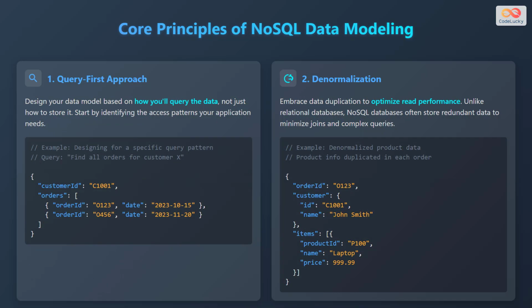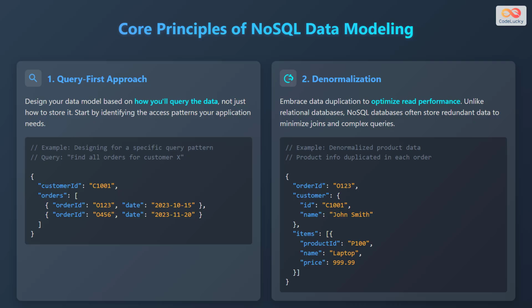Let's delve into the core principles of NoSQL data modeling. First is the query-first approach. Design your data model based on how you will query the data, not just how to store it. Start by identifying the access patterns your application needs. For example, to design for a specific query pattern such as finding all orders for customer X, you might structure your data as follows. Here, the customer ID is C1001, and the orders are listed with their respective order IDs and dates.